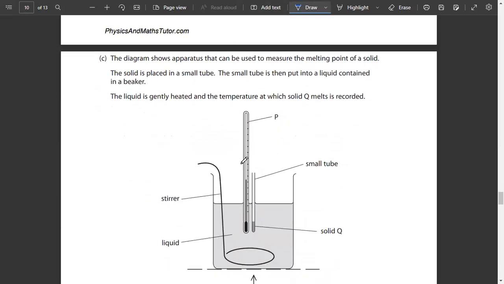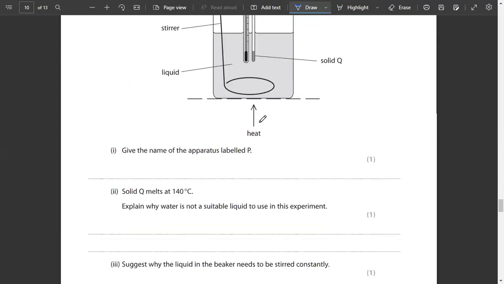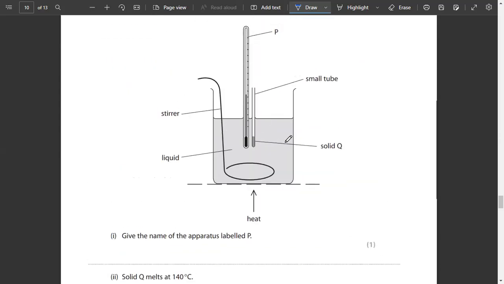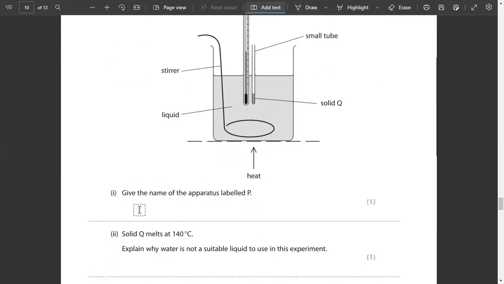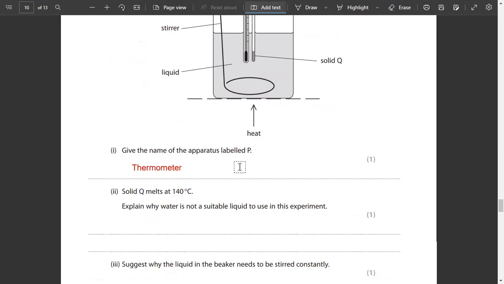The diagram shows apparatus that can be used to measure the melting point of a solid. The solid is placed in a small tube. The small tube is then put into a liquid contained in a beaker. The liquid is gently heated and the temperature at which solid Q melts is recorded. Give the name of the apparatus labeled P. इनमें से P क्या है? ये P is a thermometer ना? What is P? I can just see it's a normal thermometer.